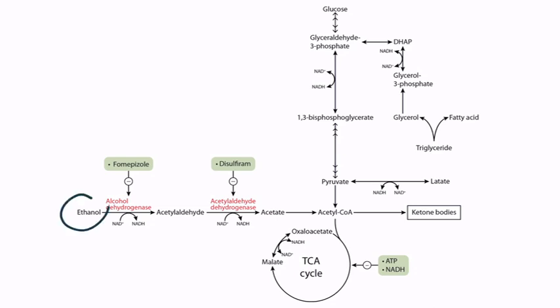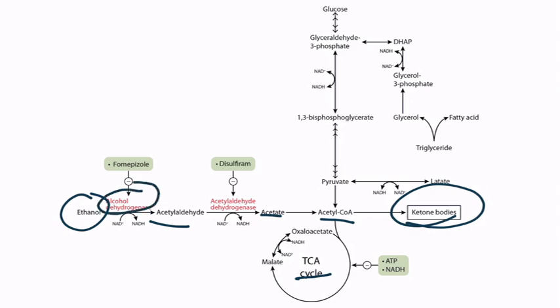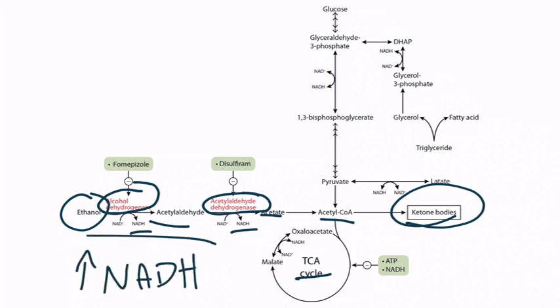Notice that ethanol is converted into acetaldehyde, then acetate, and finally acetyl-CoA, where it can be used in the TCA cycle or for the synthesis of ketones. You can see from the figure that alcohol dehydrogenase right here and acetaldehyde dehydrogenase right here are both enzymes necessary for the metabolism of ethanol. Also notice that these enzymes are responsible for the production of NADH. Accumulation of NADH is responsible for many of the findings seen in alcoholism.